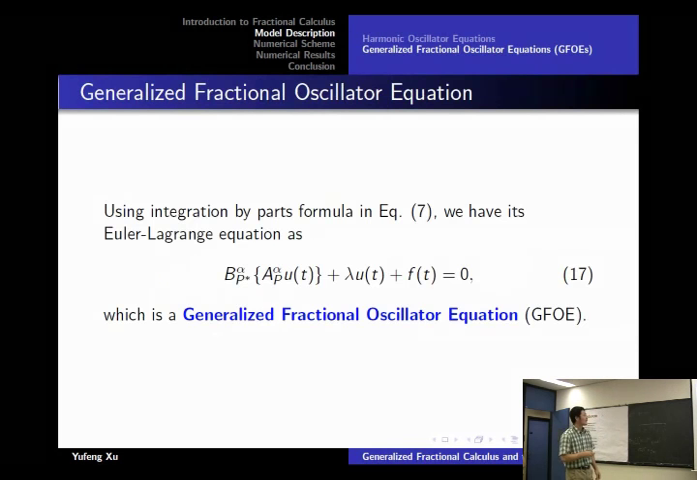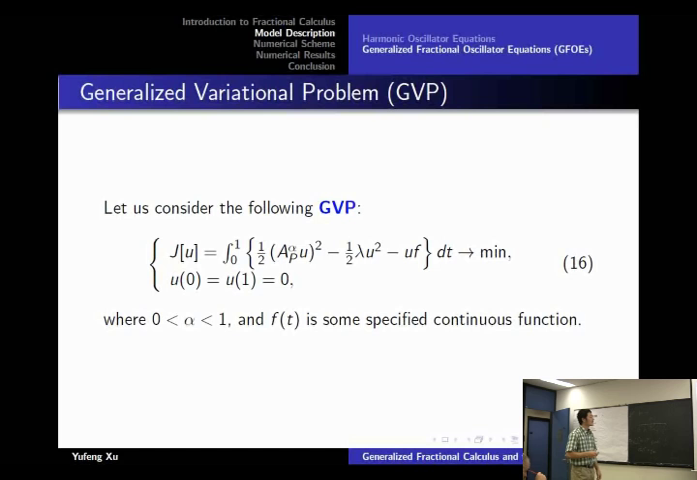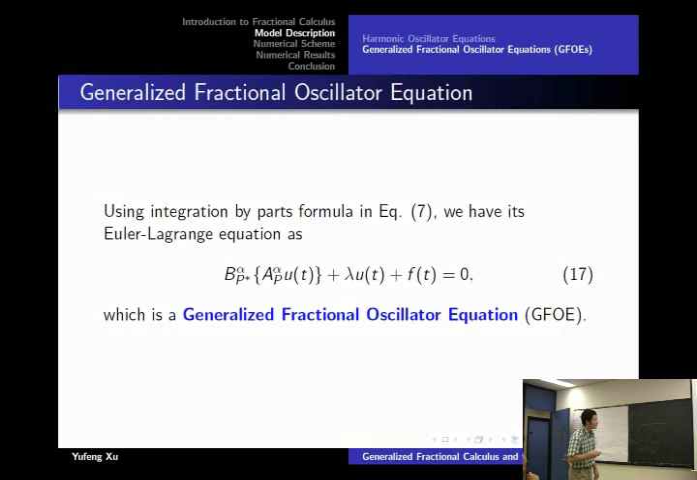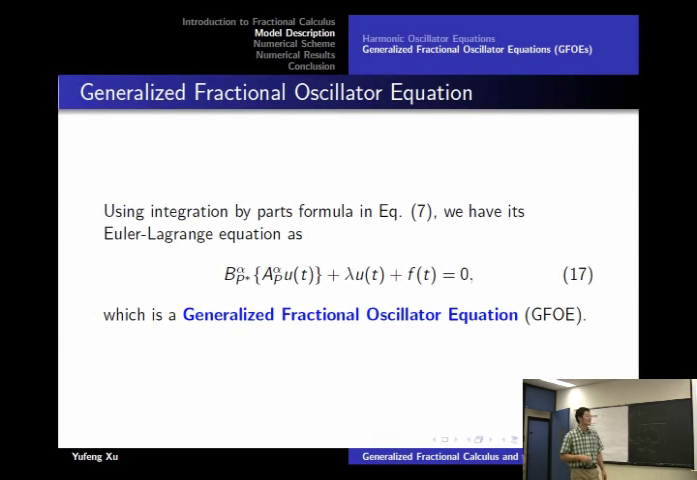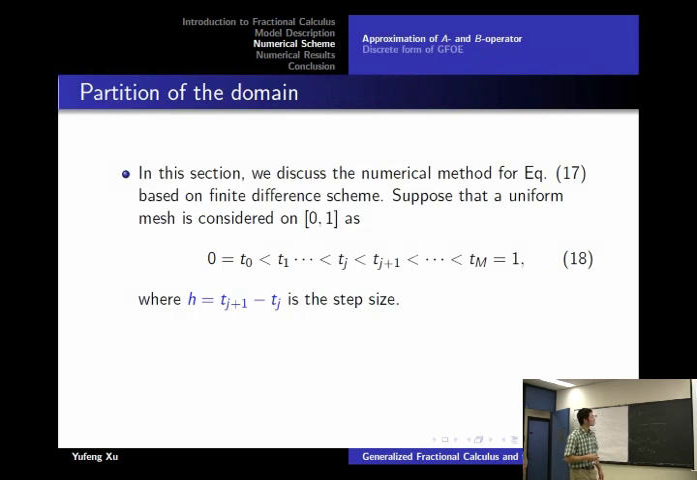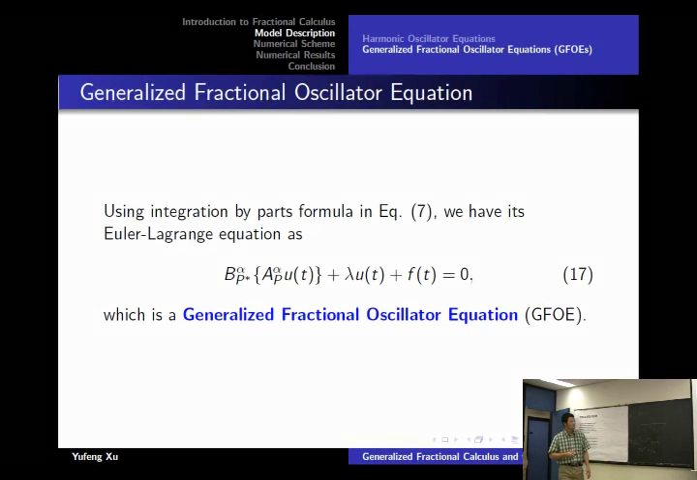And since we have the integration by parts formula, the Euler-Lagrange equation of this functional turns out to be this way. And now we call equation 17 the generalized fractional oscillator equation. And also we can call it just the generalized oscillator. If we know we're talking about fractional things, we can get rid of some of the terminologies. So I'm still trying to get my mind around these operators.